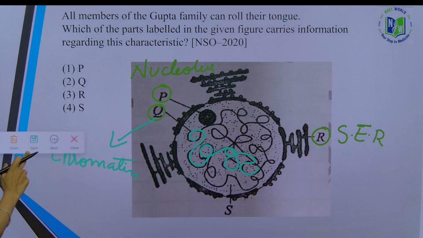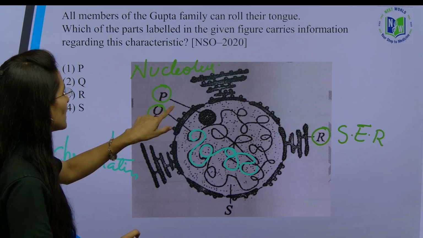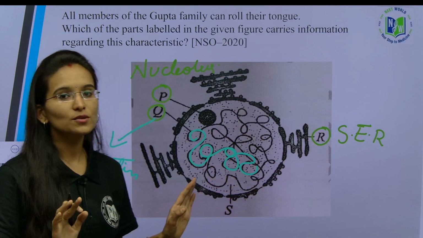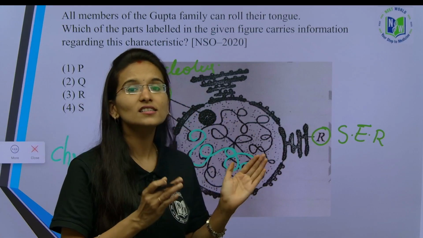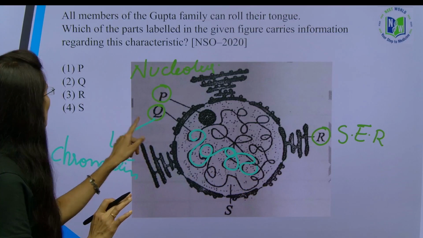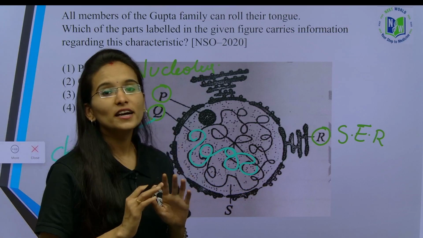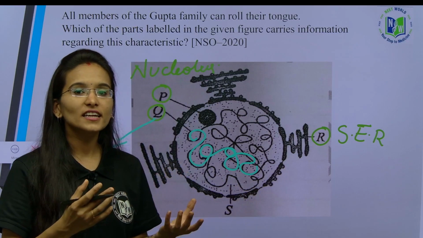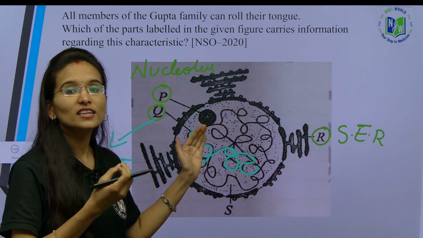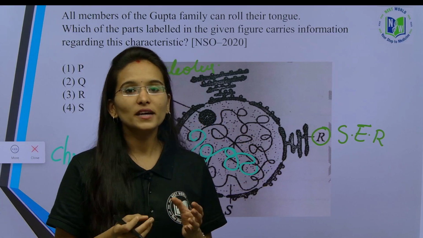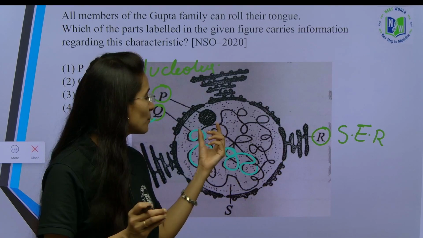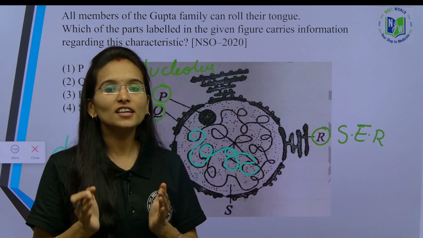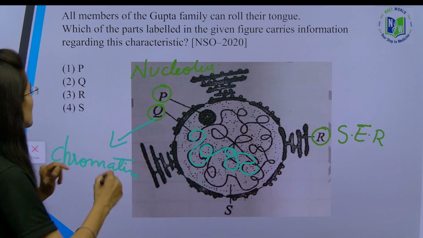See here, what is P? P is the nucleolus, a spherical body involved in making ribosomes, but no genetic information can pass from the nucleolus. Whereas Q is chromatin material. The chromatin contains the genetic information in units called DNA, and it is important for the complete development and growth of the individual. With the help of this DNA and chromatin, the traits are inherited from the parents to their offspring. So, this will be the right option.